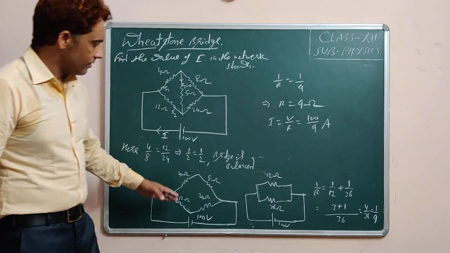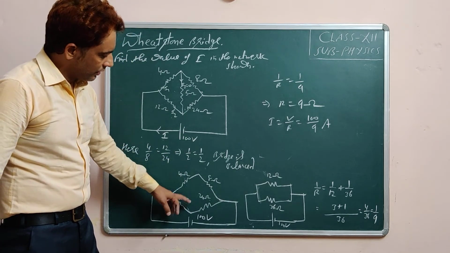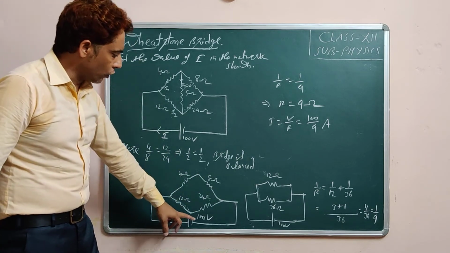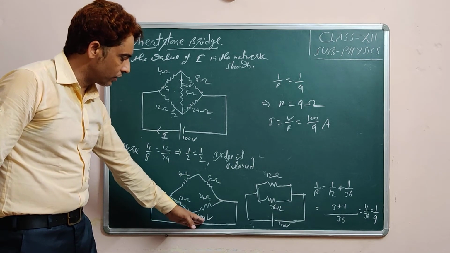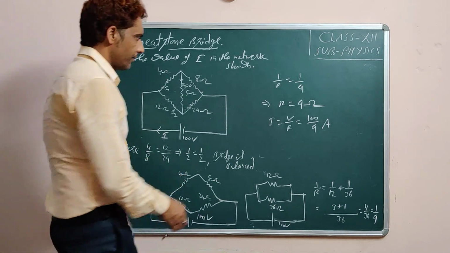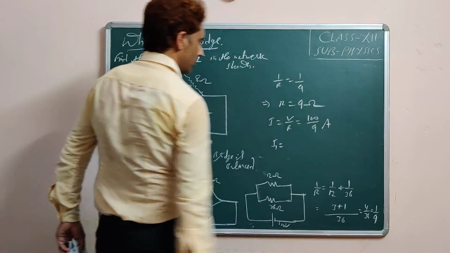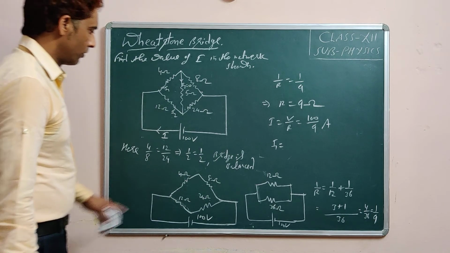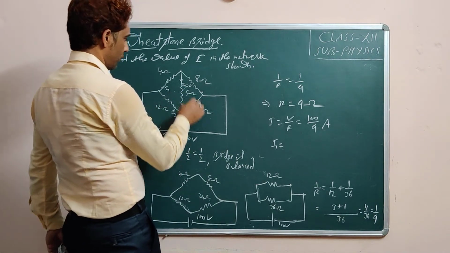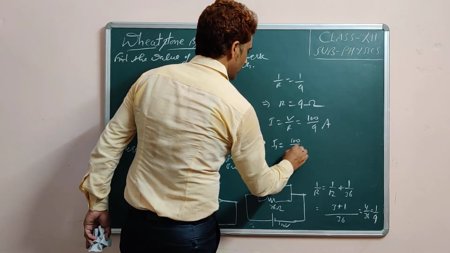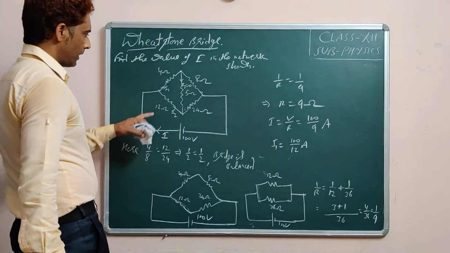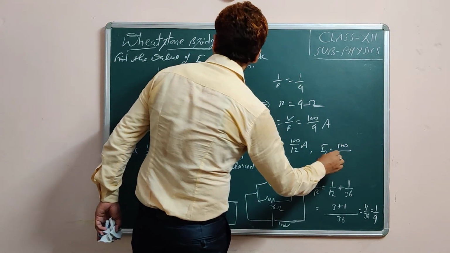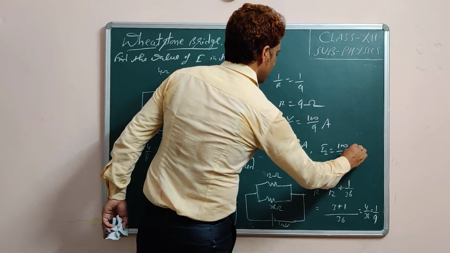Because these two are parallel with each other, the potential drop across these two should be equal to 100 volt. So we can write I1 is equal to 100 by 12 ampere and I2 is equal to 100 over 36 ampere.